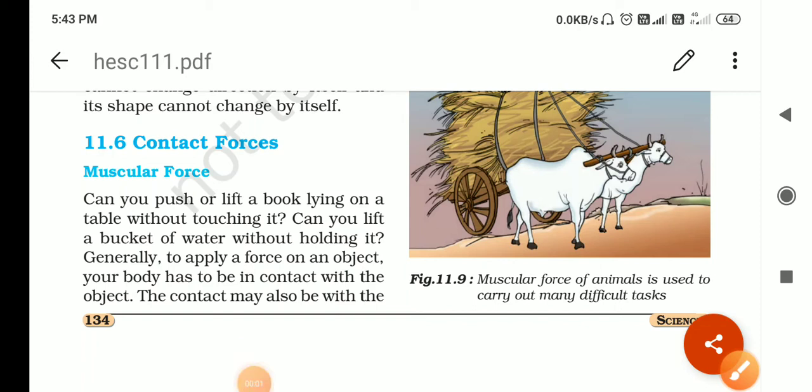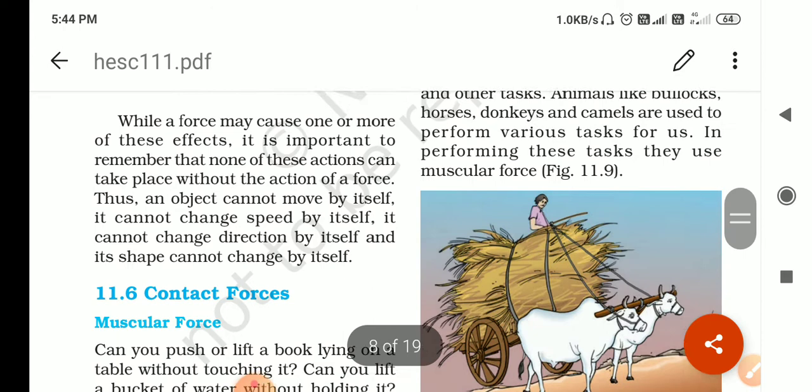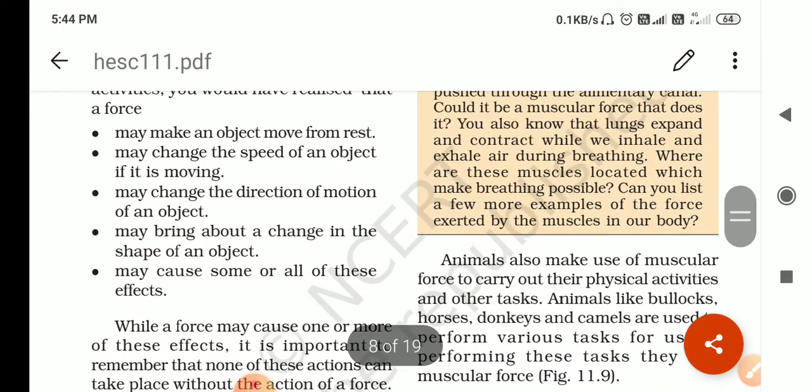Good morning, students. Last time in online class, we have already discussed the effects of the force. The effects were: force can make a stationary object move, it can change the speed of a moving object, it can stop a moving object, it can change the direction of a moving object, and it can change the shape of an object.